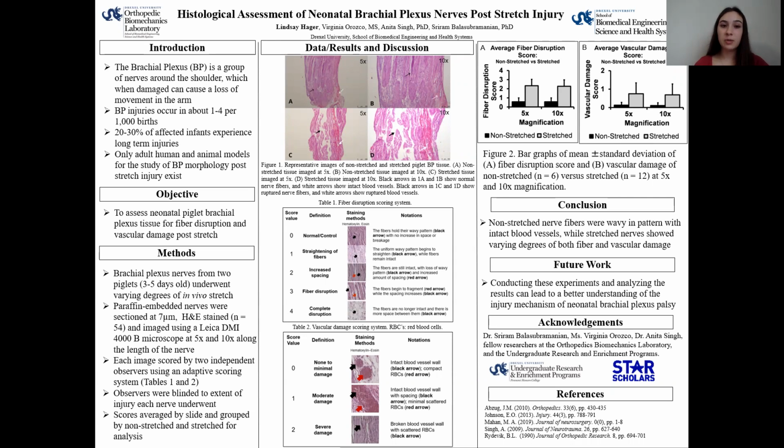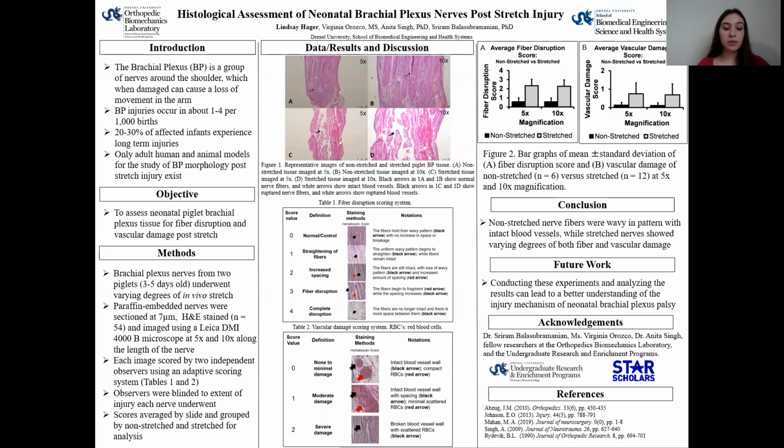Currently, only adult human and animal models for the study of brachial plexus morphology post-stretch injury exist. My objective was to assess neonatal piglet brachial plexus tissue for fiber disruption and vascular damage post-stretch. Brachial plexus nerves from 2 piglets, 3 to 5 days old, underwent varying degrees of in vivo stretch. Paraffin-embedded nerves were sectioned at 7 micrometers.